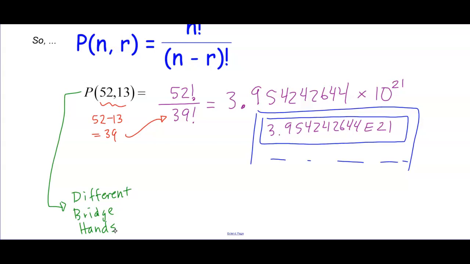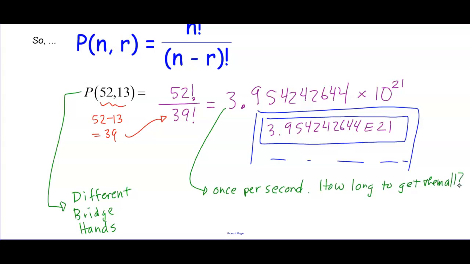So if you're counting the number of bridge hands that are possible, let's imagine that you were going through all the possibilities one at a time, and let's say you were doing it very quickly. You were doing each bridge hand once per second. How long would it take to go through all of them? Well, 3.9542 times 10 to the 21st seconds. Well, wait a sec. I don't know how long that is. It's just a big number in my head. It doesn't sound like a lot.